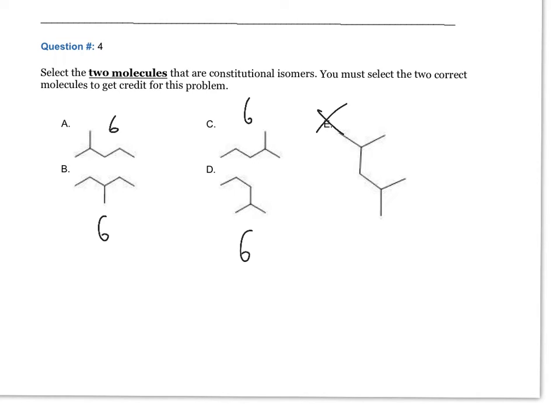Because in order to even be isomers of any kind, you have to have the same formula. The 4 options on the left have 6 carbons, no double bonds, no rings, so they have the same formula. And if you go and you name them, this one is 2-methyl, this one is 3-methyl. Okay, so these 2 have different names, so they're going to fit the constitutional isomer definition.